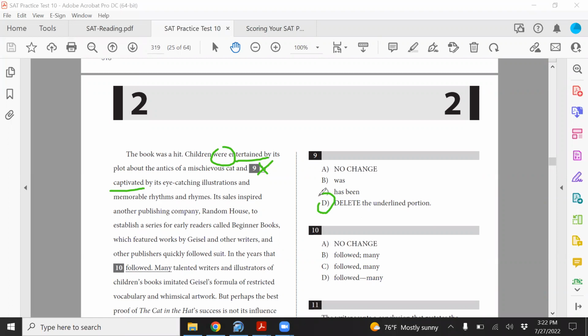You don't want to. A and B are the same thing. A period and semicolon do the exact same thing. And a dash is more of a longer pause. I would go C on that one.